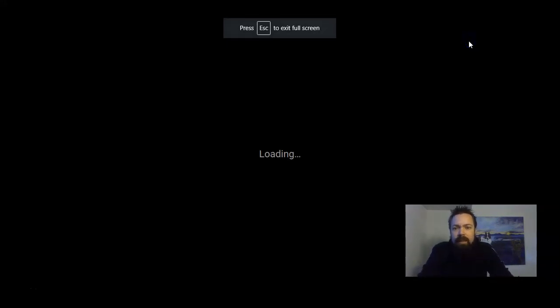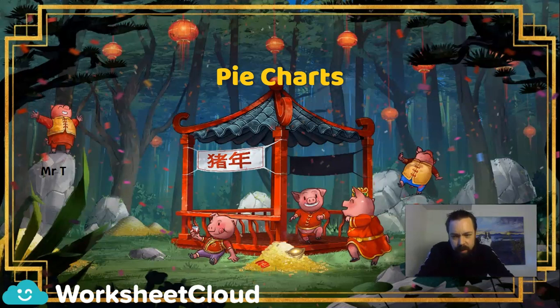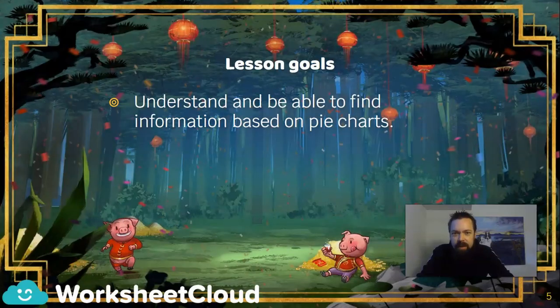Well, let's have a look at today's lesson. So you can see another one of the pig-themed slides. I'm Mr. T. I guess that's me on the rock on the left-hand side. So pie charts is what we're going to look at, and not a pork pie, a different kind of pie, but it is shaped like a pie, as in it's round.